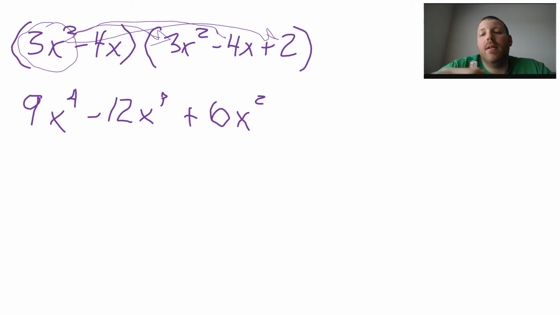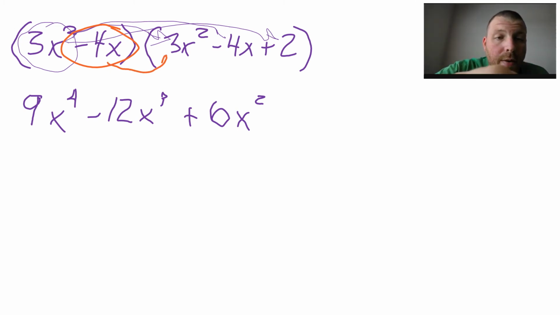Okay, but I'm not done. I've got to take this other part now and multiply it through. So make sure you pay attention and you do that every time. So if I multiply that times that, that's going to give me a negative 12x to the 3rd. Okay, and then I'm going to do the same thing, keep going.